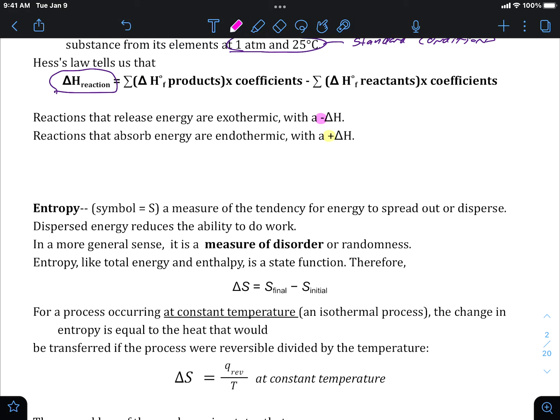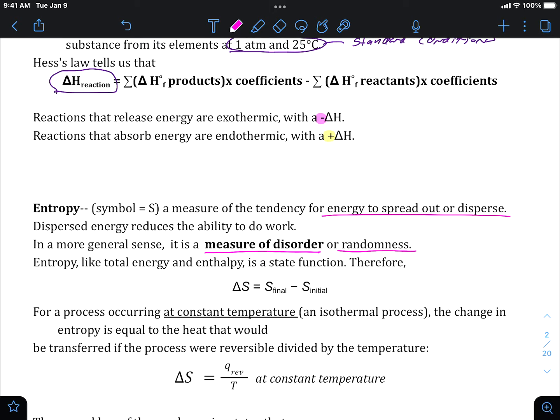Entropy is a measure of the tendency for energy to spread out or disperse. Energy that spreads out or disperses. If your energy is dispersed, your ability to do work is lessened. Right? You have less ability to do work if the energy is now kind of just diffused. So, in other terms, it's what's considered a measure of disorder or randomness.